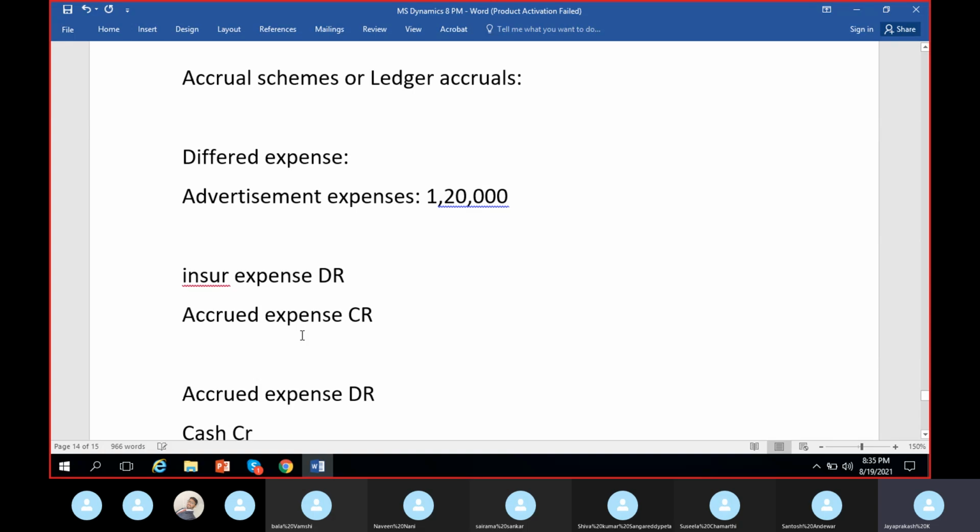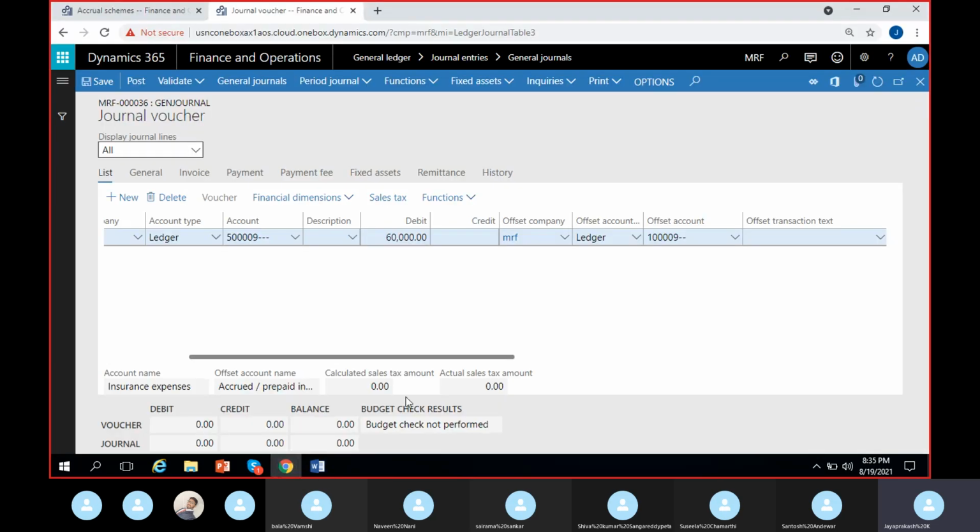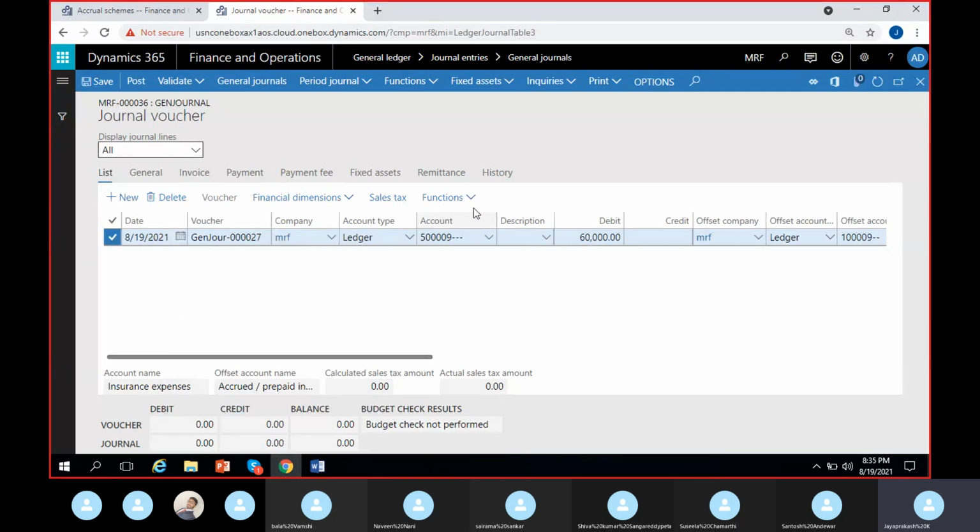So insurance expense and accrued insurance expense. Okay. This is debited and this is credited in this entry. Exactly. So now here we can apply this accrual scheme that we have created right here. We can apply that accrual scheme to this particular entry that we are posting.